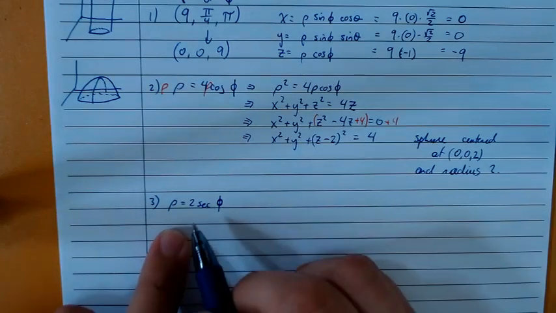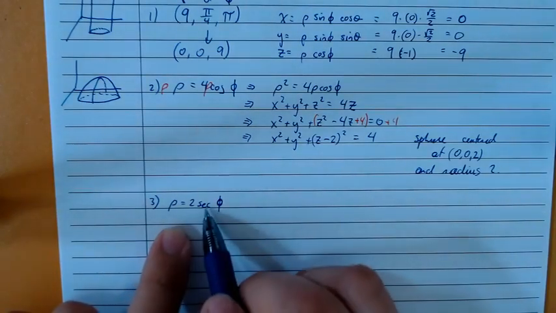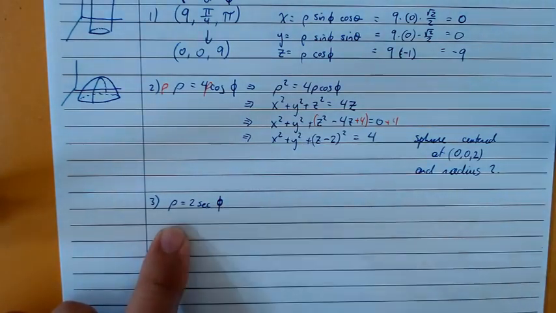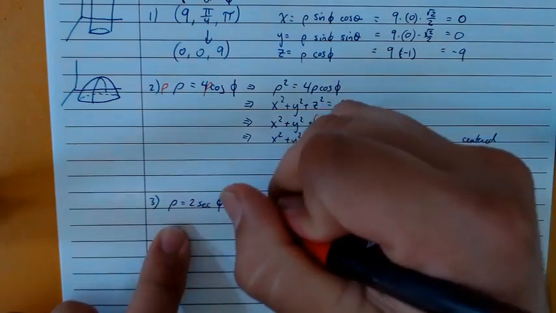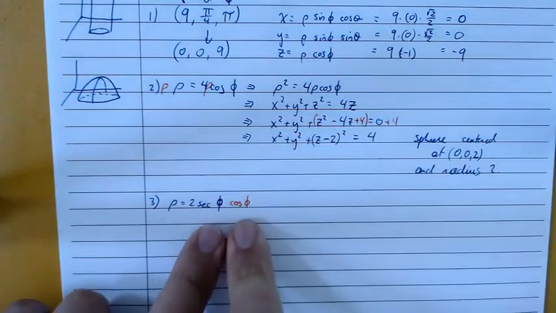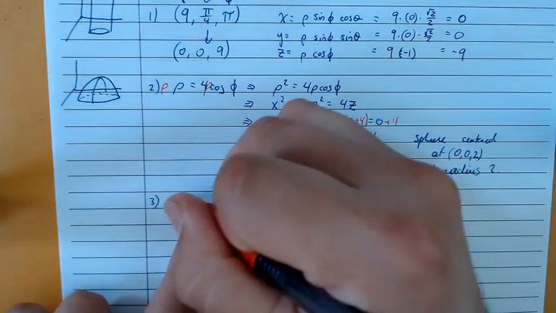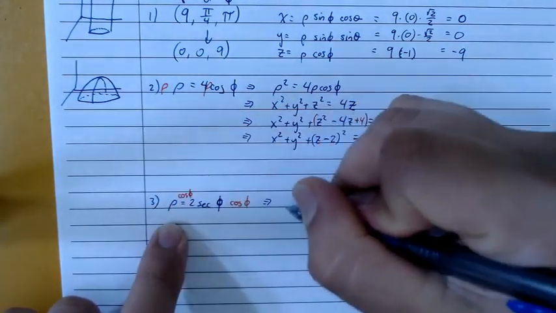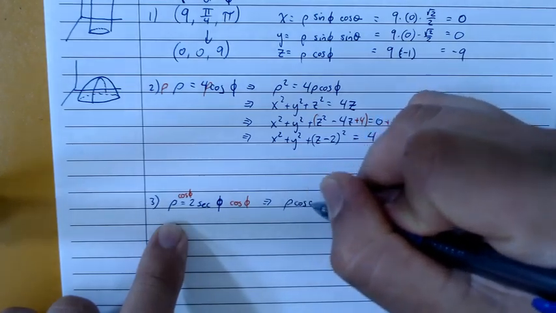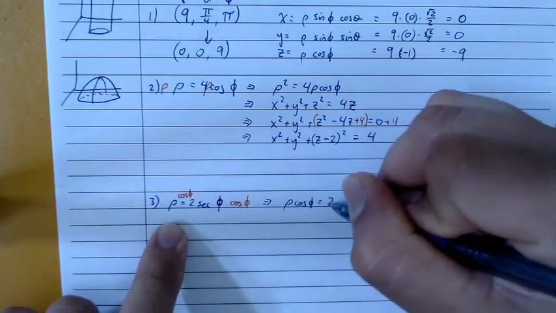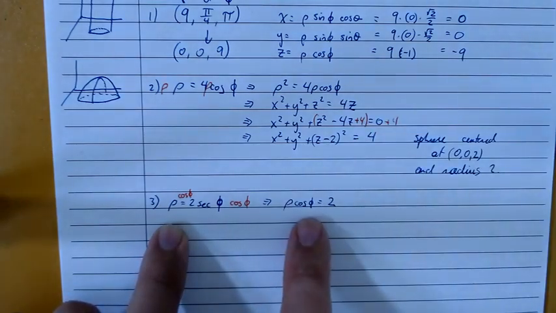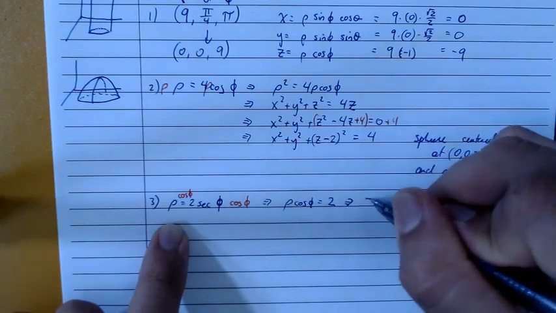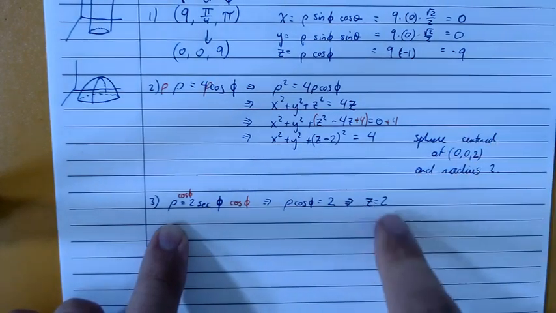All right, looking at this one, note that secant is the reciprocal of the cosine function. So if I just multiply by cosine of phi right here, that's 1. Oh, but whatever I do on one side, I do on the other side. So this will give us rho cosine of phi equals 2. Oh, but I know rho cosine of phi. That's z. So in this case, this one is significantly simpler. In fact, it's constant here.